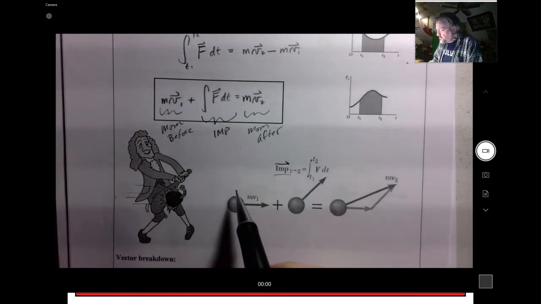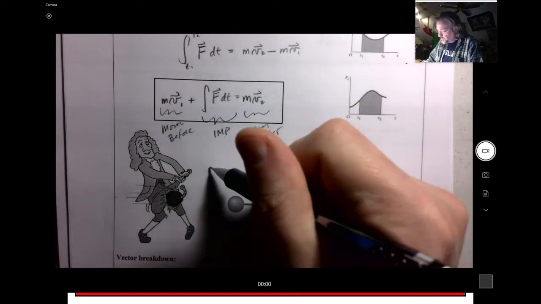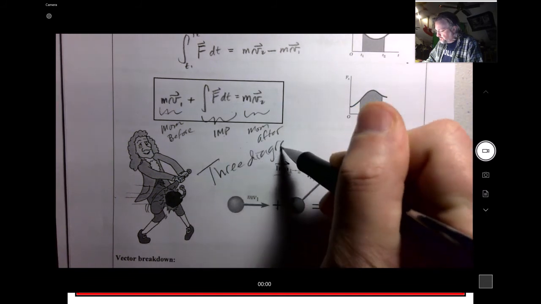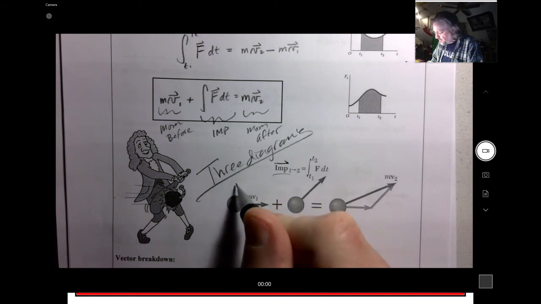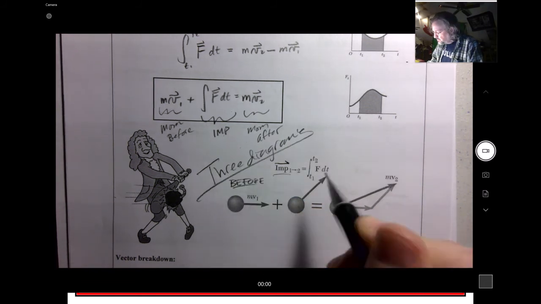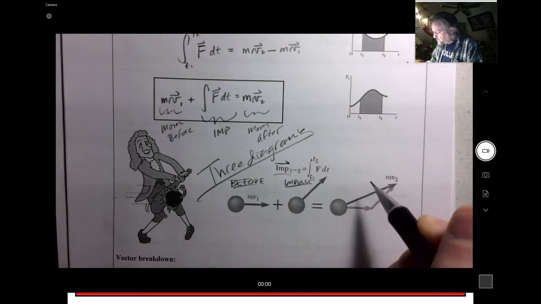So what we do when we try to do this calculation is write these 3 diagrams. So we have another 3 diagram method. And I usually write, sometimes I'll write, before, impulse, and then after.